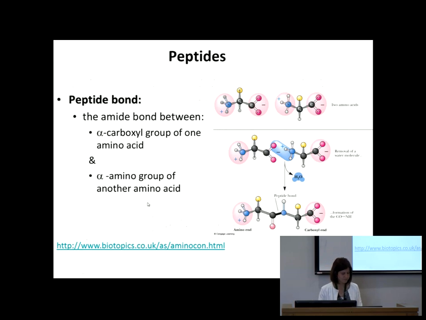Okay. Now that we've covered amino acids, probably more than you. Did you ever cover amino acids like this before in any other class? No. Okay. Well, let's start putting them together.